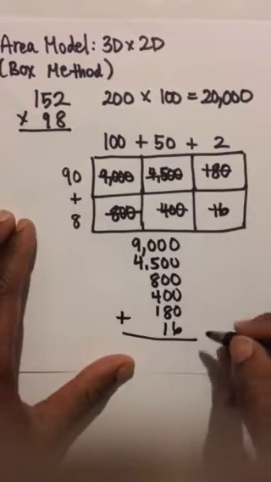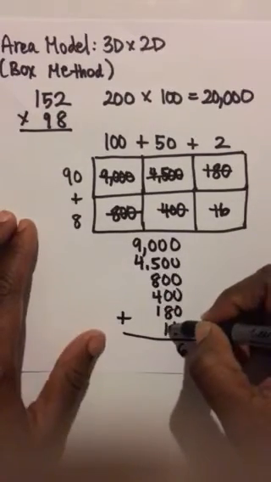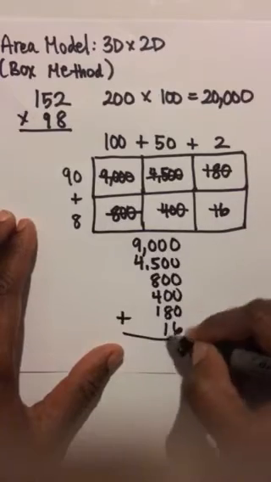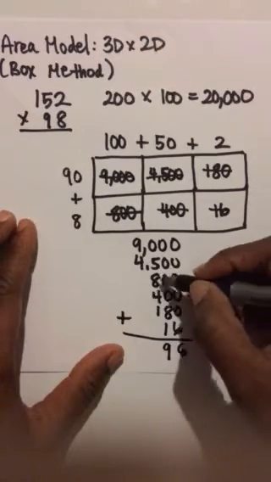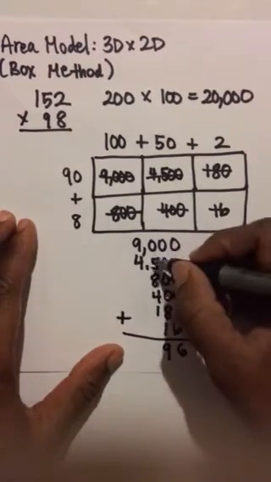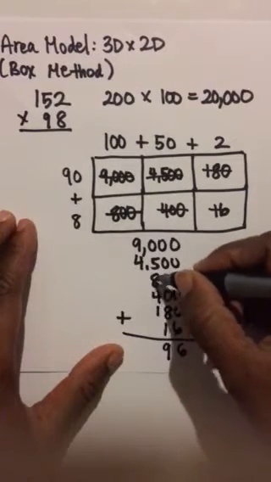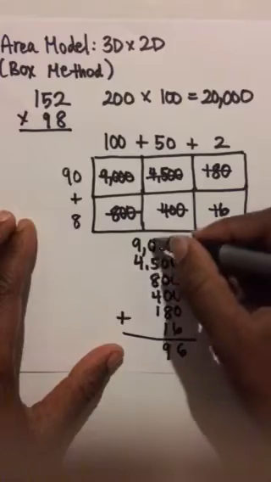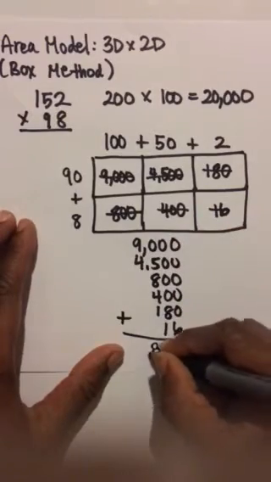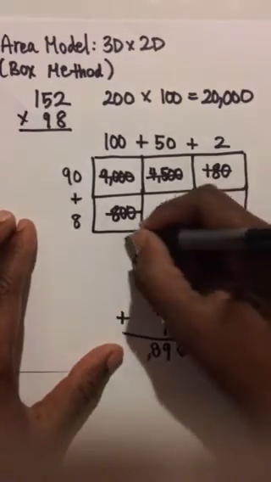6 and a bunch of zeros is still 6. 80 plus 10 is 90. 90 and a bunch of zeros is still 90. Looking for an easy combination of numbers. Oh, 500, 400, and 100 give me 1,000. 1,000 plus 800 is 1,800. Plus nothing is still 1,800. Bring down the 800, carry the 1,000.